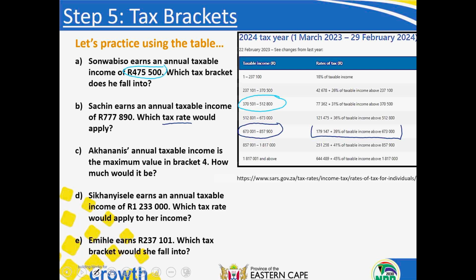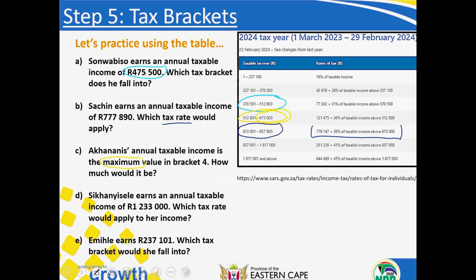Akanani's annual taxable income is the maximum value in bracket 4. How much would it be? So, unlike with the first two questions, we haven't been given his annual taxable income value. They want us to go over to the table and find it for ourselves. So, we first locate bracket 4, and we've been told it's the maximum value in that bracket. Therefore, Akanani earns 673,000 Rand per year. Question D.